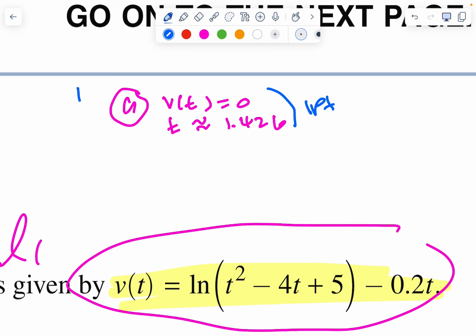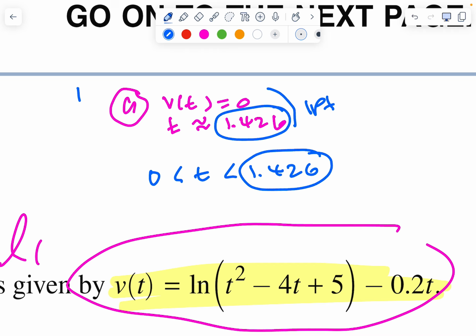And I'm going to give you the interval on here. So I'll say that one more time. Since the velocity is positive, the particle is moving to the right. And we want to also give the interval, 0 less than t less than 1.426. That was the rest time we got on the previous one. So having the whole sentence with the interval is another point. But you must have the sentence. Without the sentence, they will not give you any credit.